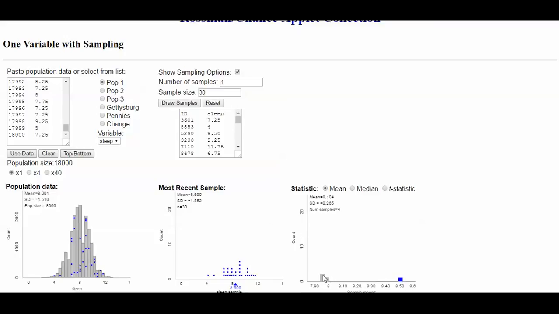So this is the mean of one group of 30 people. This is the mean of a different group of 30. This is the mean of a different group of 30. And here's the mean of one other group of 30.